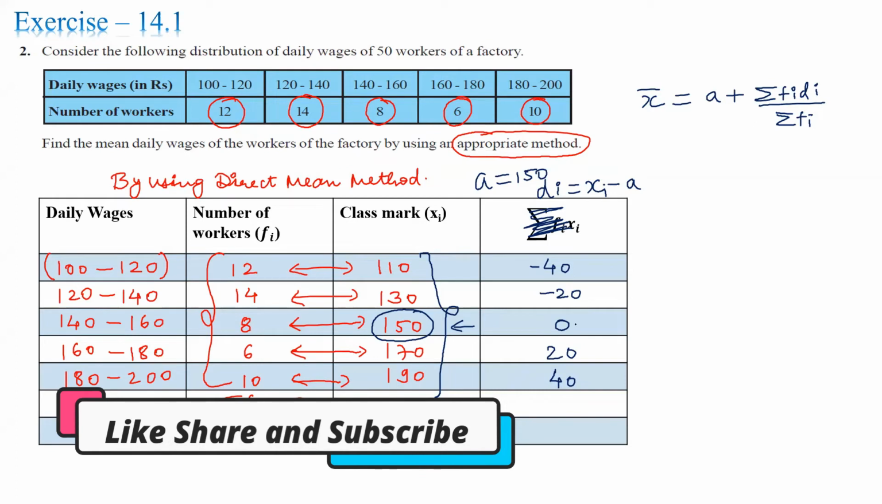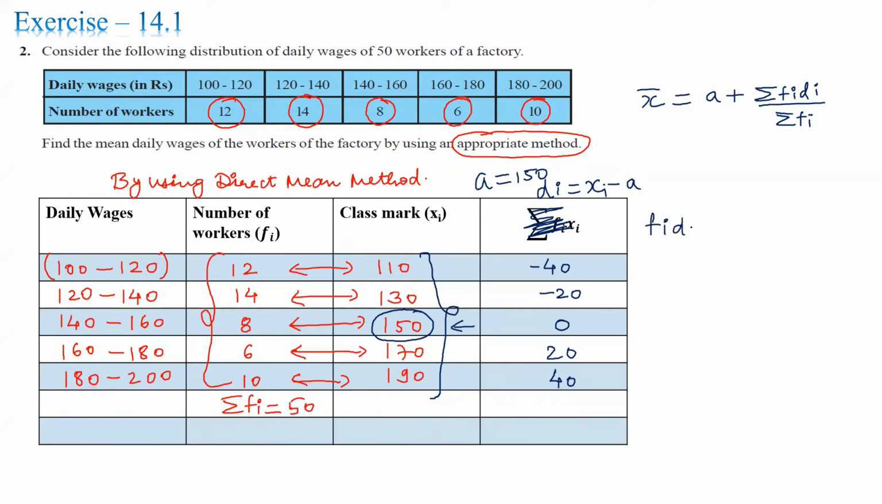Okay. Now, next I will require Fi into Di. So this is my Di column and this is my Fi column. I will have to do the product. Now see, the numbers have reduced. 12 multiplied by minus 40. It became easy now for calculation. In the previous case, the numbers were bigger. So it will give me minus 480. Next, minus 20 into 14, how much does it come? Minus 280. Okay. 0 into 8 will give 0 only. Next, 20 into 6 will give 120. And at the last, 40 into 10 will give me 400.